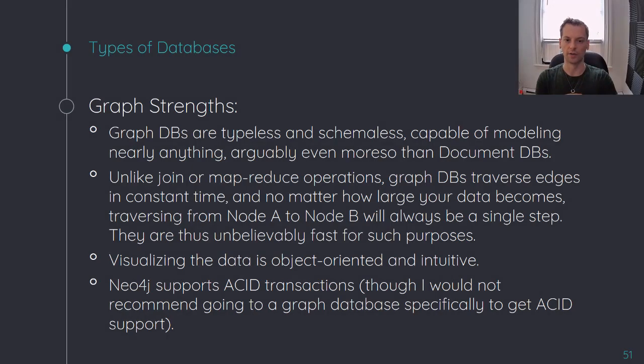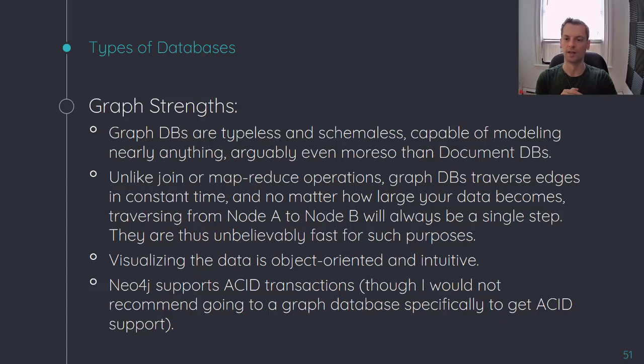So, strengths. They are typeless and schemaless, capable of modeling nearly anything, even more so than document databases in many contexts. Unlike join or MapReduce operations, GraphDBs traverse edges in constant time, and no matter how large your data becomes, traversing from node A to node B will always be a single step. They are unbelievably fast for this purpose.